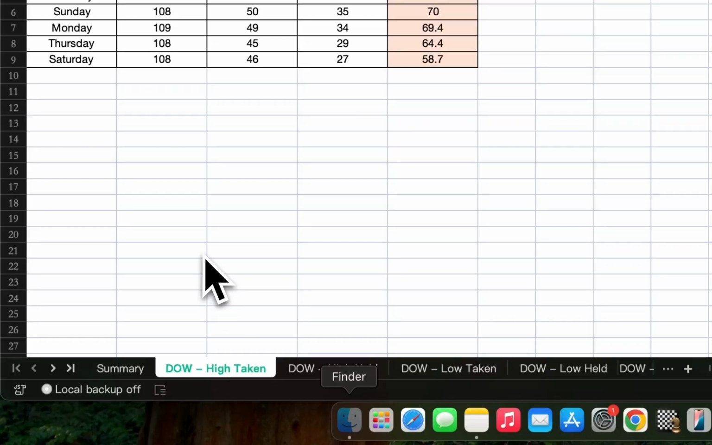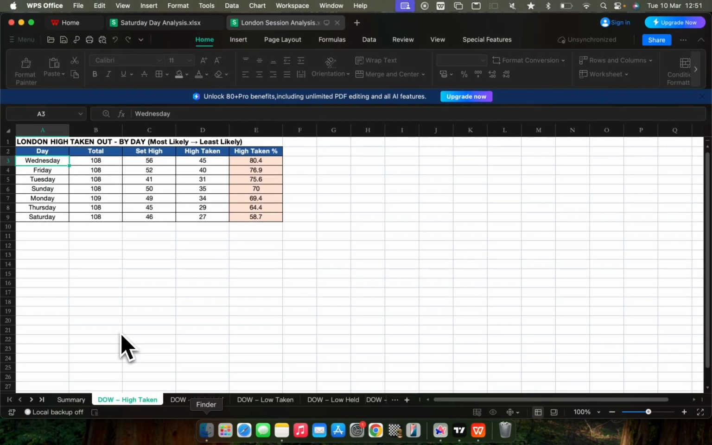Now, this is the days of the week the highs are taken. We have certain days of the week that the high is likely to get taken or the low is likely to get taken. Now, Wednesday has the highest percentage chance. Out of 757 days, London puts in the daily high for 108 Wednesdays. Okay, 108 Wednesdays.